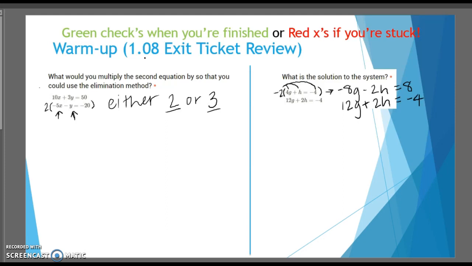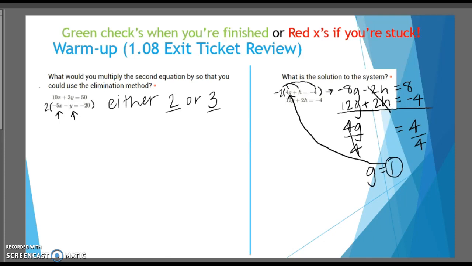And I'm going to add them together. Negative 8 plus 12 is 4g. My h's cancel out. 8 minus 4 is 4. So I'm going to divide by 4. g equals 1. So now I just have to find h by plugging in g, and I think what I'm going to do is take 1 and plug it into that first equation right there. So I have 4 times 1 plus h equals negative 4.